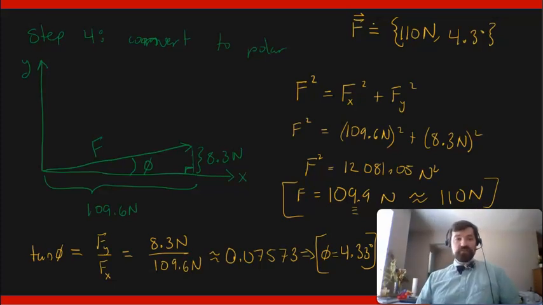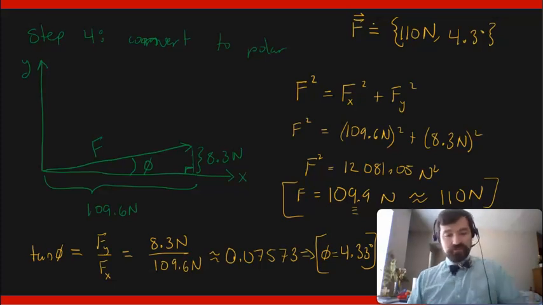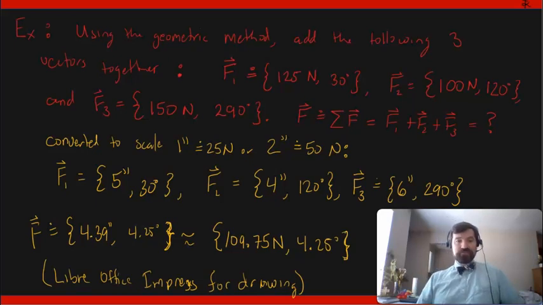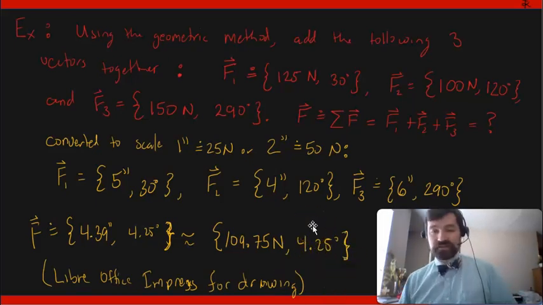So what did we get when we did this before using the geometric method? Let's look at the end result from the geometric method. This was after I converted to a scale, 1 inch is 25 newtons. I added them up using LibreOffice as a drawing program, and then I got the result and measured it. I got 109.75 newtons, comma, 4.25 degrees, and I said at the time that that was probably more significant figures than I ought to have.